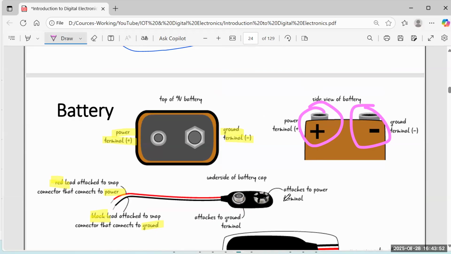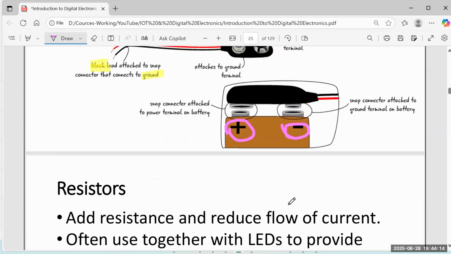We don't need much use of batteries later on because we can get power from our computer to the Arduino board through our USB cable. So anyway, we are not going to use batteries much. But this is how you start it. So just start with a battery, LED bulb, resistor circuit.